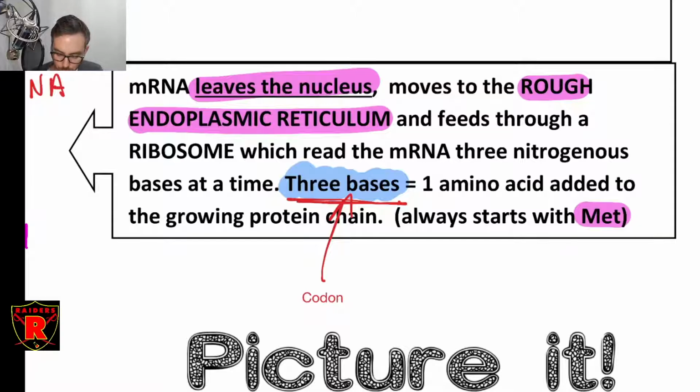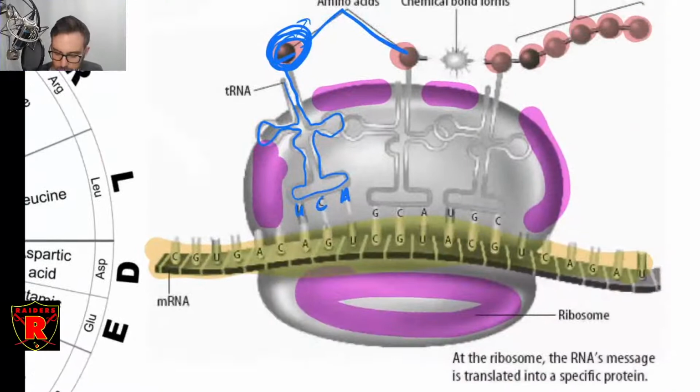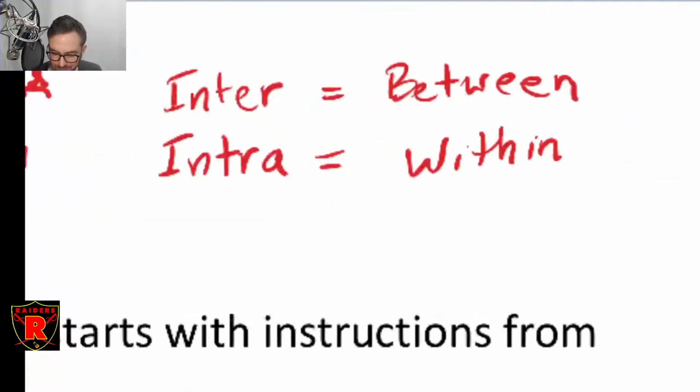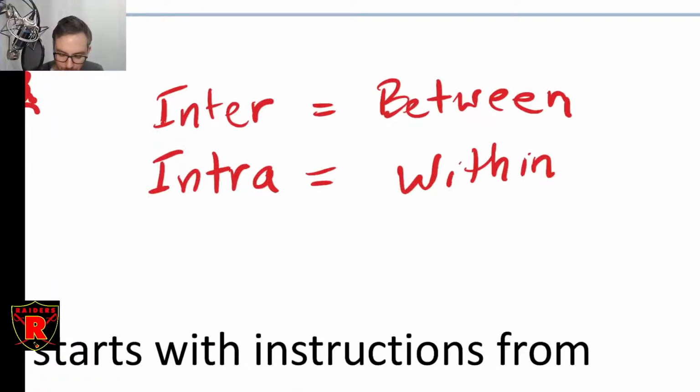So you would remember this from your review from last year, which is that some of these ribosomes are just floating around in the cytoplasm. The ribosomes that are floating in the cytoplasm are producing intracellular proteins. Going back to the beginning where I talked about inter and intra, that's why I mentioned it. Intracellular means proteins that are going to stay within the cell.